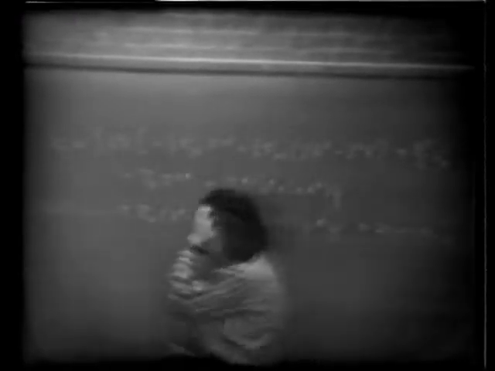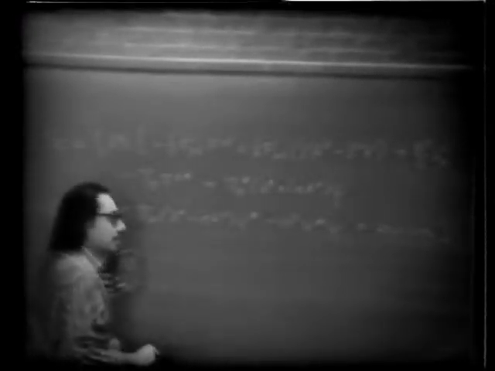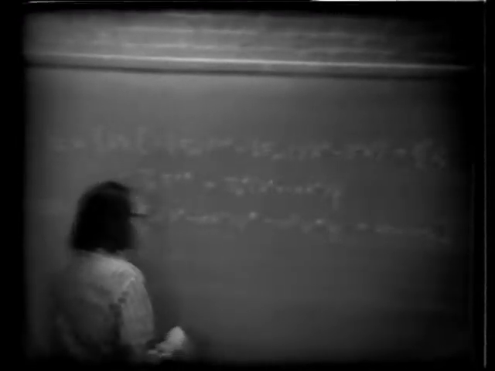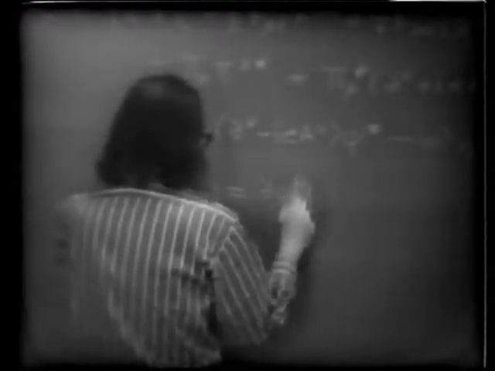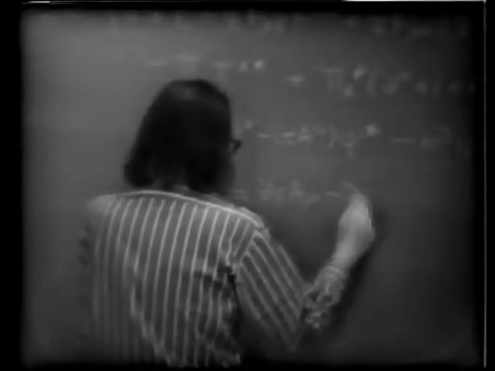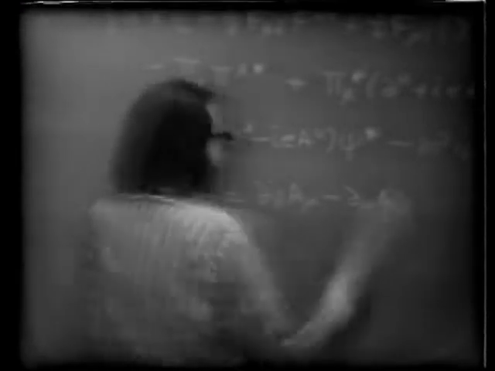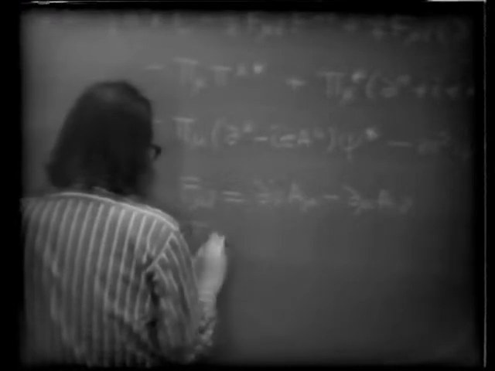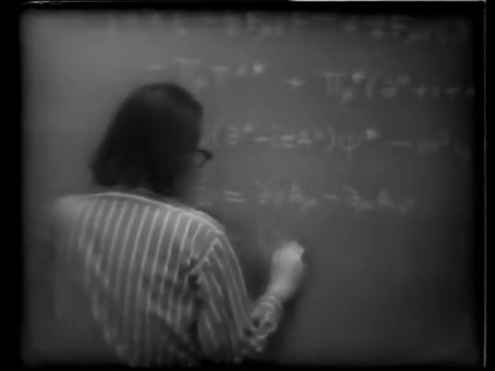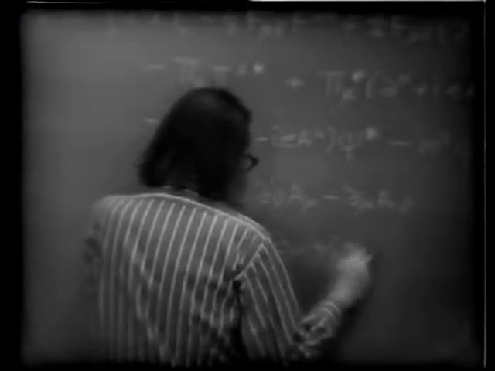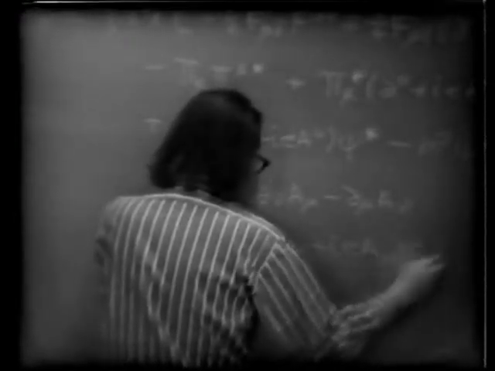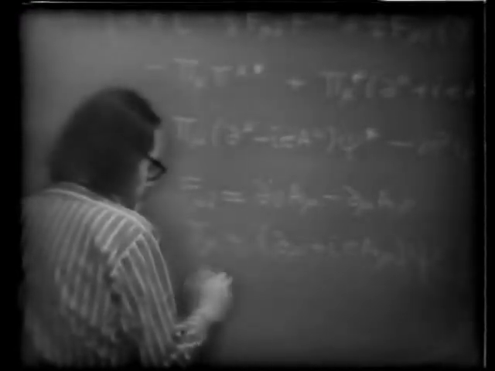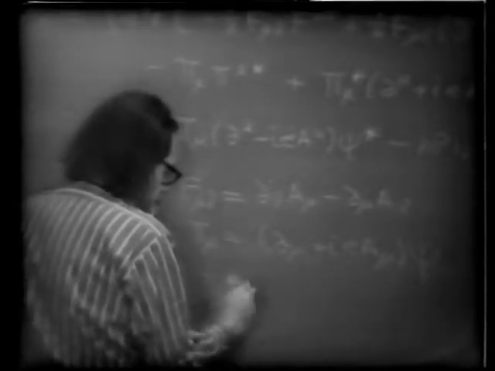If you look at the equations of motion for the dynamical variables f mu nu and pi mu, they are trivial. F mu nu is d nu A mu minus d mu A nu. That is the Euler-Lagrange equation obtained by varying f mu nu. And pi mu equals d mu plus IE A mu psi. And likewise for pi mu star, the conjugate. I won't bother to write it down.